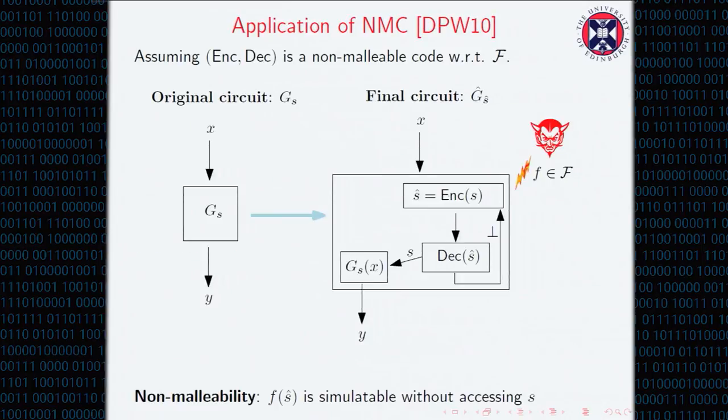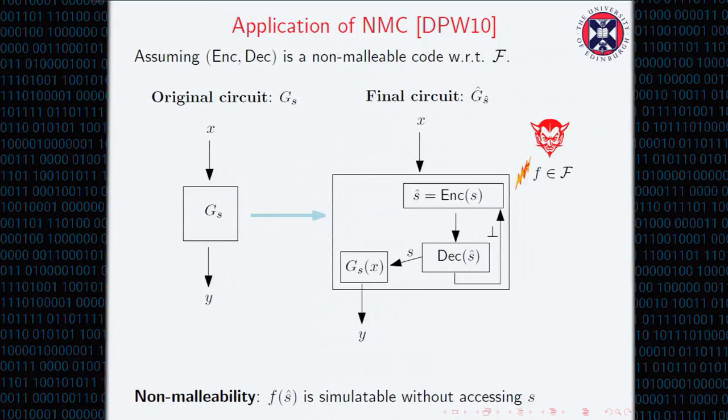And here's how we solve this problem in practice. The solution of this problem is very easy. How do we protect memory against tampering attacks? On the left, we have the original circuit, the original functionality with private memory S. The secure functionality does the following. Instead of storing directly the S value inside the memory, we first encode S using a non-malleable code. Okay, this is quite easy. So instead of directly storing S, we store the non-malleable encoding of S, which is denoted by S hat.